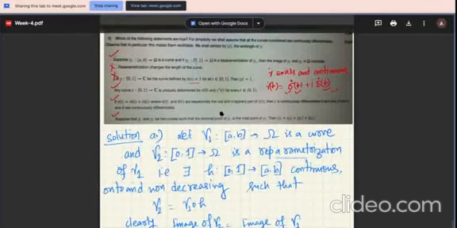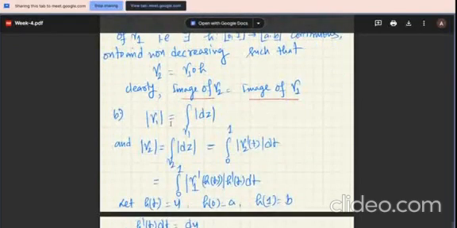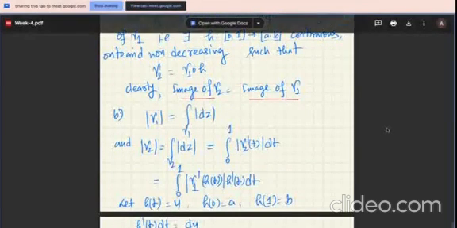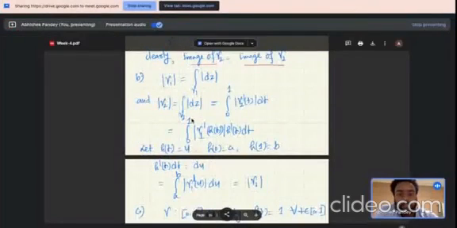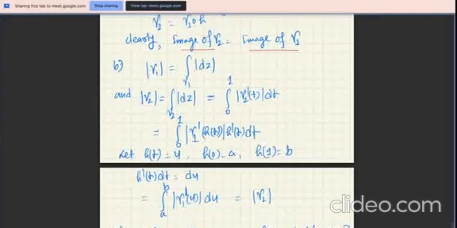Okay. The statement "reparameterization changes the length of the curve" is not correct. So let us see the length of the curve. The length of the curve gamma 1 is nothing but the integral over gamma 1 of mod dz, and the length of gamma 2 is the integral over gamma 2 of mod dz. So this will be the integral from 0 to 1 of modulus of gamma 2 dot t dt, which you will get from the integral from 0 to 1 of modulus of gamma 1 dot h of t times h dash t dt.